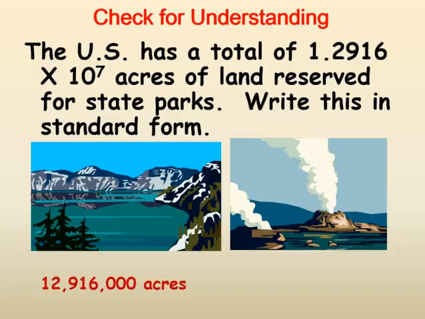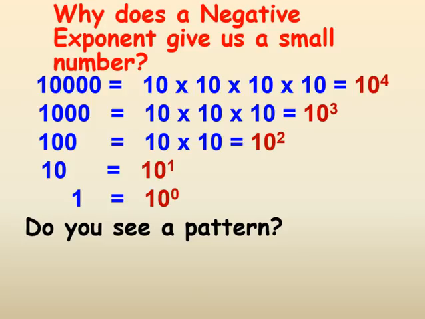We are going to take the 12916 and we're going to conserve those because those are all significant figures. And we're going to move that decimal to the right 7 places. That'll give us 12,916,000 acres.